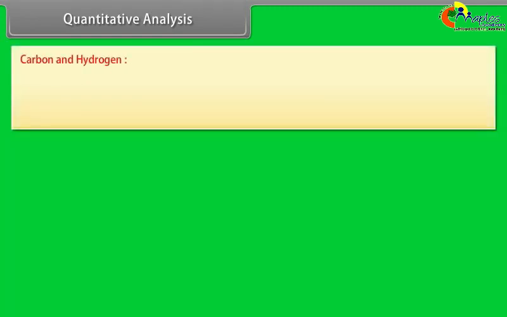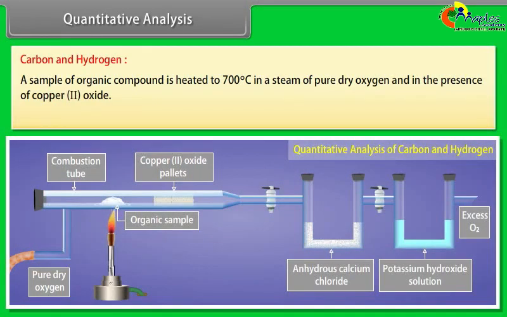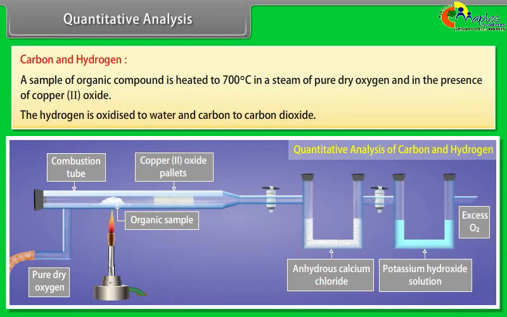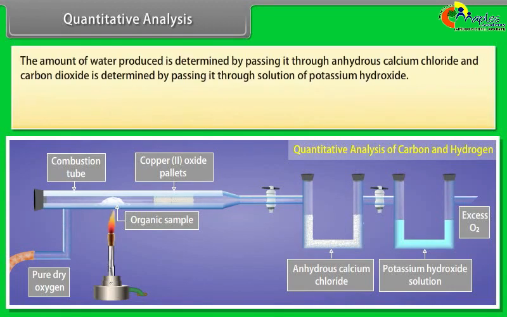Quantitative analysis: carbon and hydrogen. A sample of organic compound is heated to 700 degrees Celsius in a stream of pure dry oxygen and in the presence of copper(II) oxide. The hydrogen is oxidized to water and carbon to carbon dioxide. The amount of water produced is determined by passing it through anhydrous calcium chloride, and carbon dioxide is determined by passing it through a solution of potassium hydroxide.